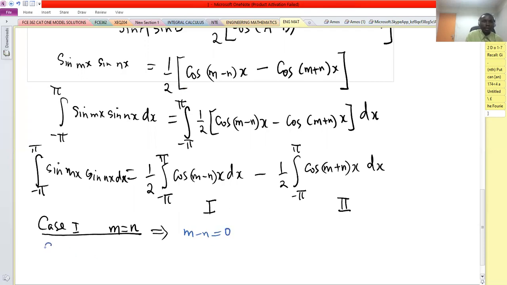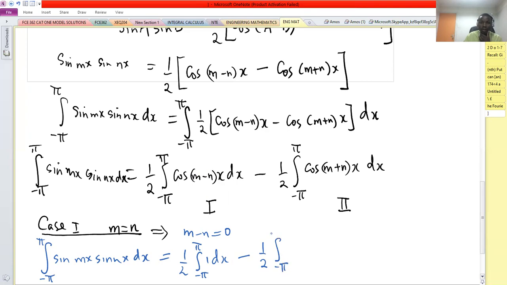So it means that the integral from minus pi to pi of sine mx sine nx dx equals, now because this part will be 0, a half integral from minus pi to pi. So 0 times x is 0, cosine of 0 is 1, so just 1 dx, minus a half, and then integral from minus pi to pi of cosine (m plus n) x dx.